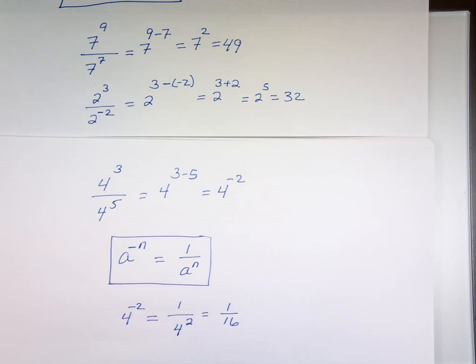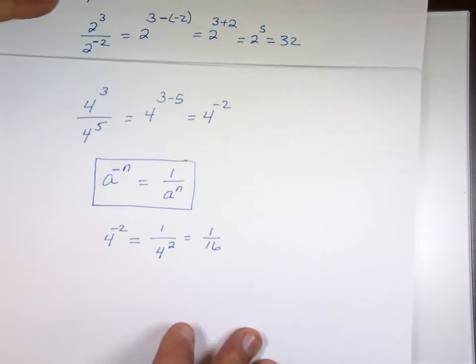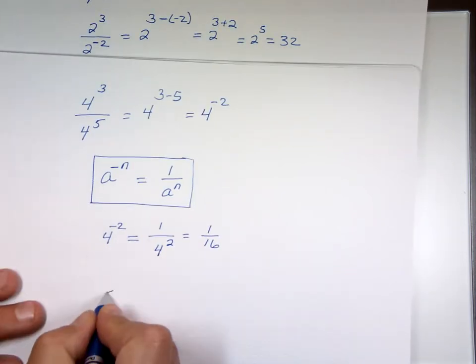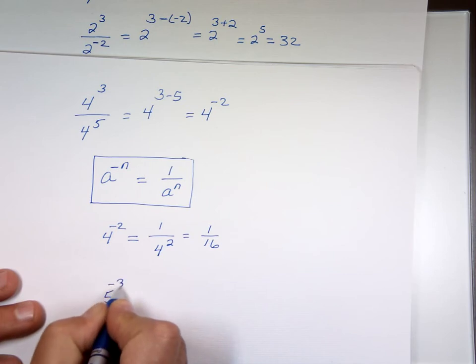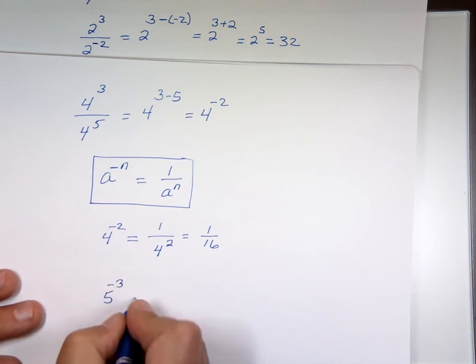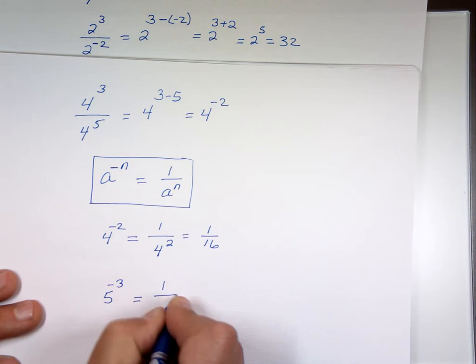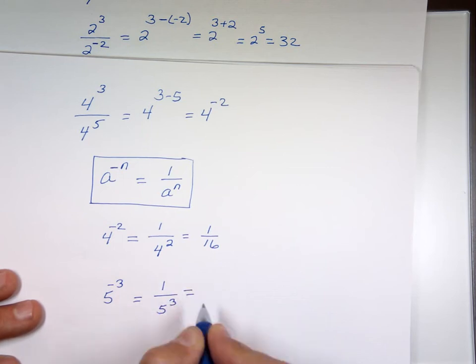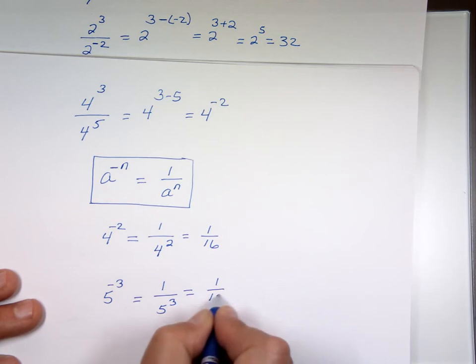I'll do one more rule. I don't see it in our book, and that's power to power. Or I'll do a couple of these just to make sure you got the negative exponents. That would be 1 over 5 to the 3rd, which is what? 1 over 125.